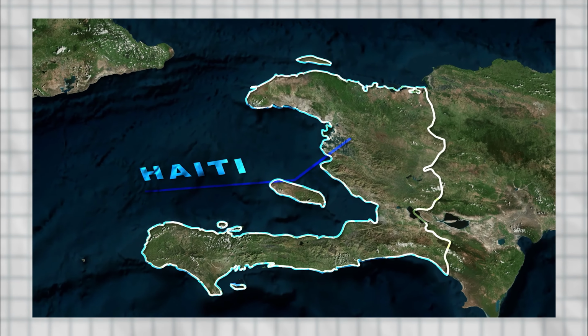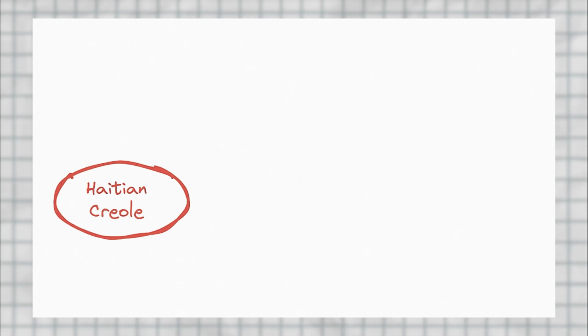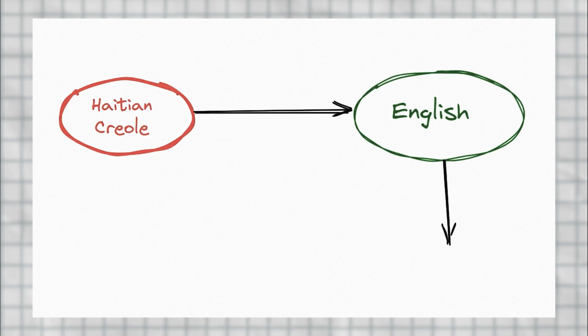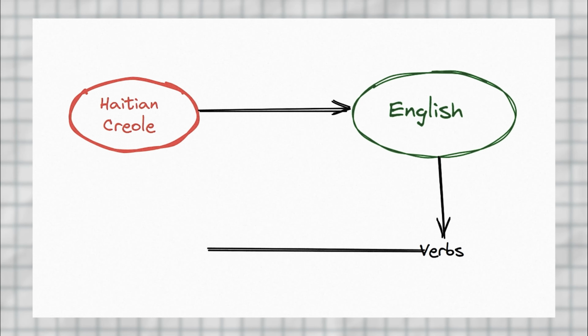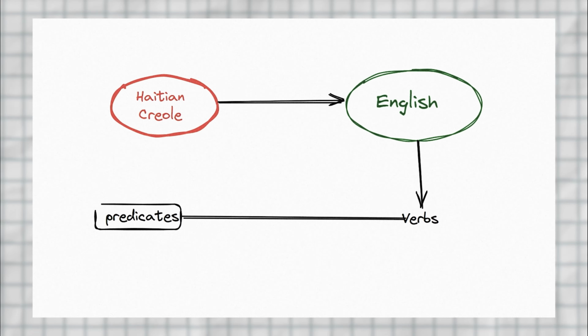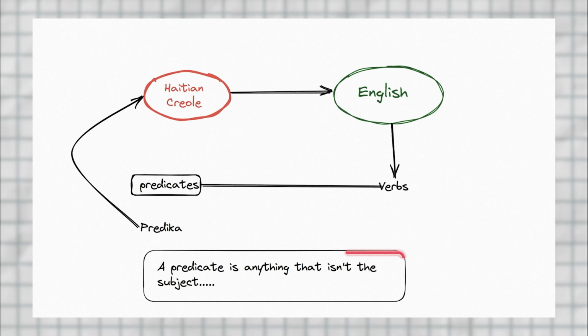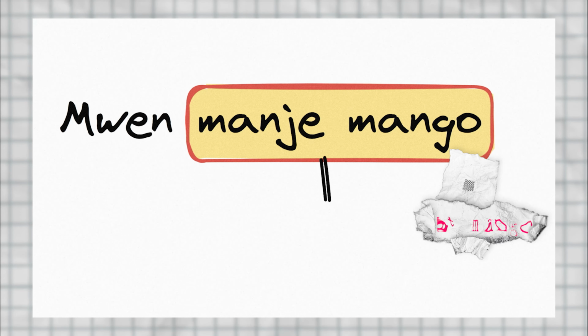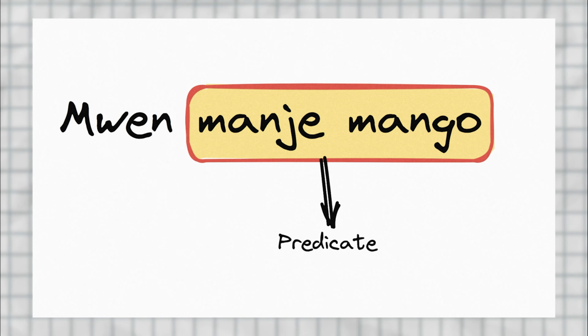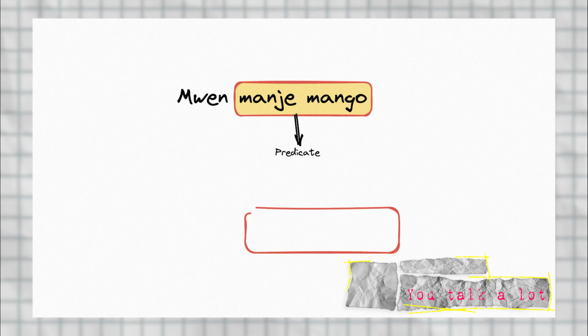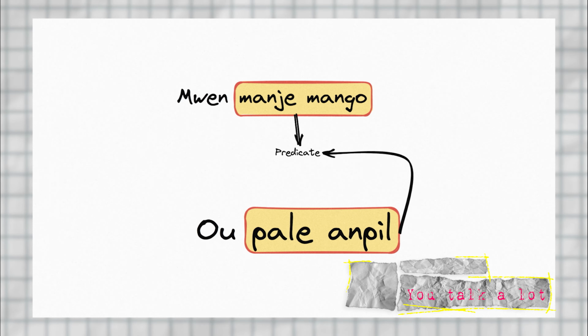In Haitian Creole, the concept of verbs is more complicated than in English. So instead of verbs, we'll be using what we call predicate, predicat in Haitian Creole. A predicate is anything that isn't the subject. For instance, in the phrase moi manger mango, the predicate is manger mango. In the phrase ou parler en pile, the predicate is parler en pile.